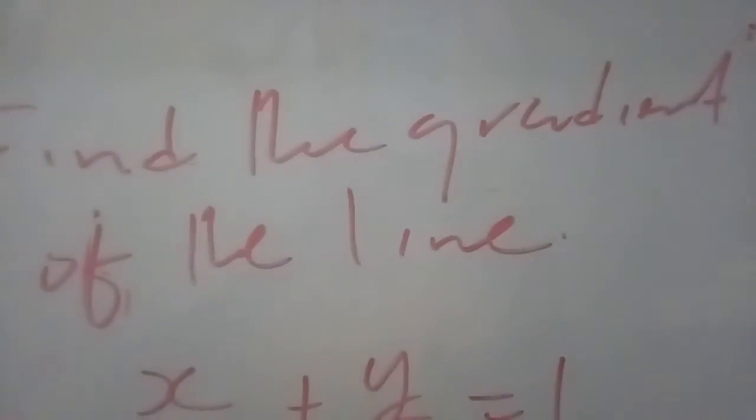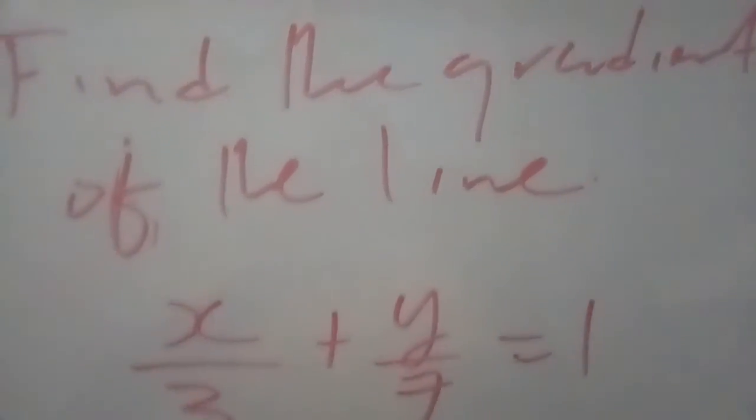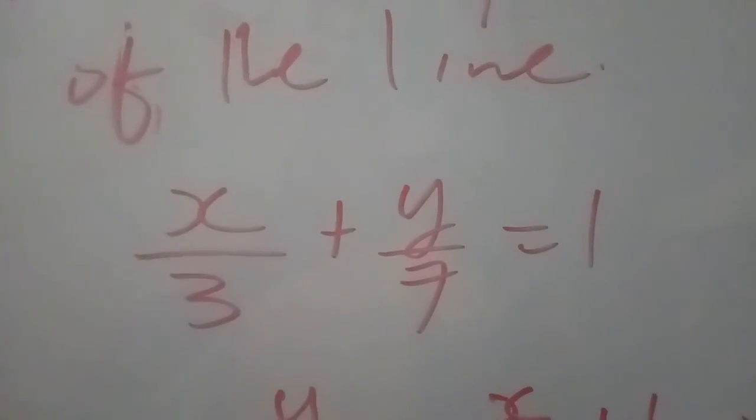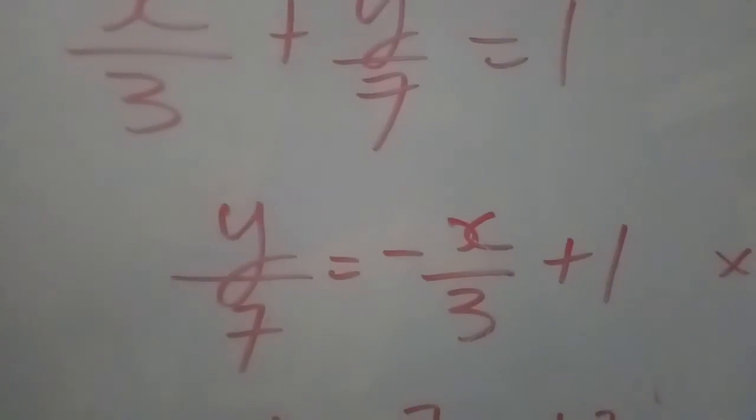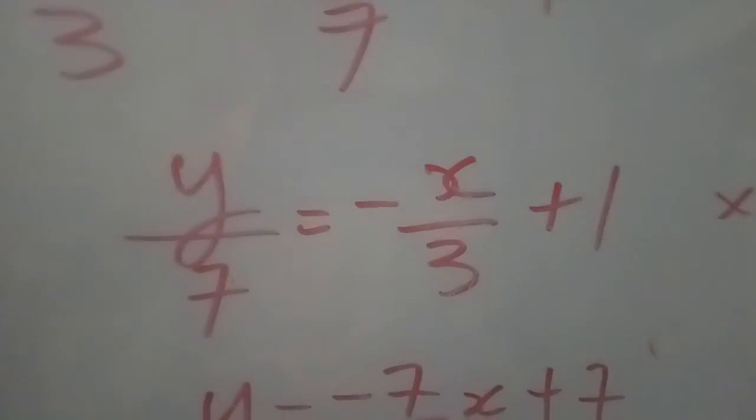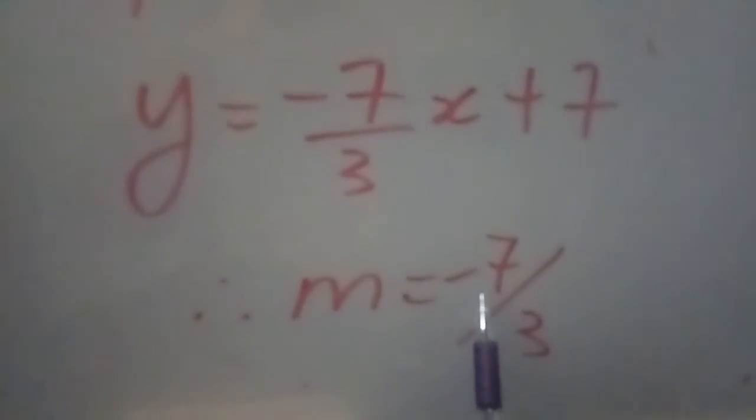So you can look at it again. Find the gradient of the line. They give you the equation, right? So we write it in the form of y is equal to mx plus c. Trying to write it in that format, we have to remember that you have to get rid of the 7 here. So that means we multiply everything by 7. Then we get y is equal to negative 7x over 3 plus 7. So that is our gradient, negative 7 over 3.